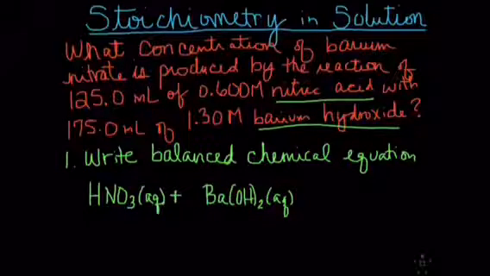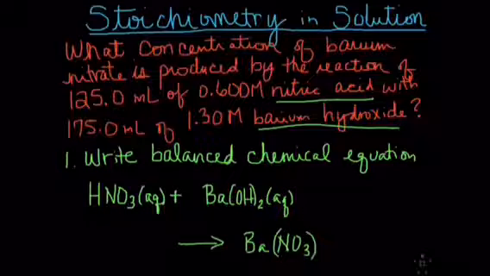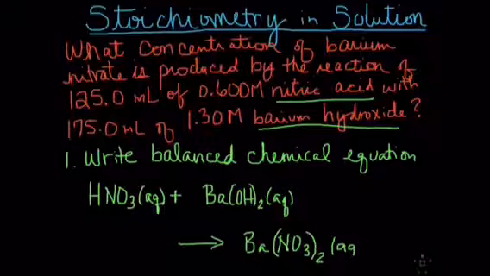And what are we going to get from this? We're going to make barium nitrate, so Ba(NO3)2. Remembering again that NO3 has a 1- charge, so we need two of them to balance out the bariums. The problem is asking for concentrations. We might assume that barium nitrate is soluble, but we would probably want to look at the solubility rules to figure out that all nitrate compounds are soluble in water. And so, yeah, barium nitrate, we're going to put an aqueous symbol here to say that it does dissolve in water.